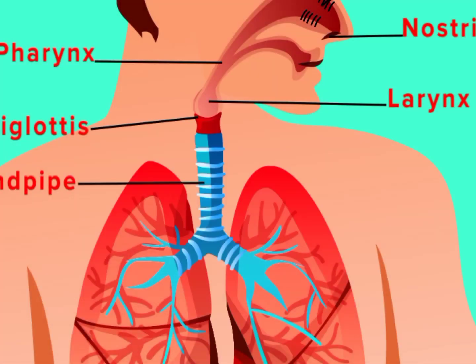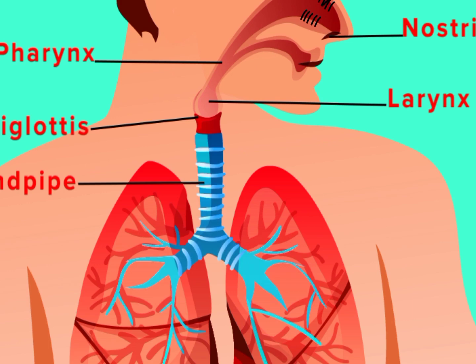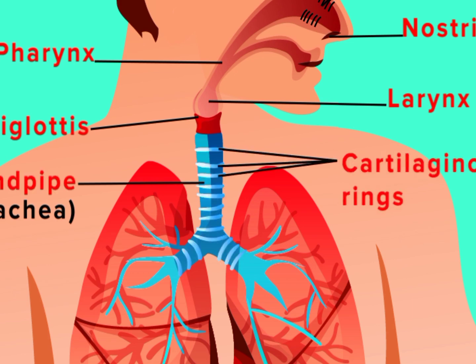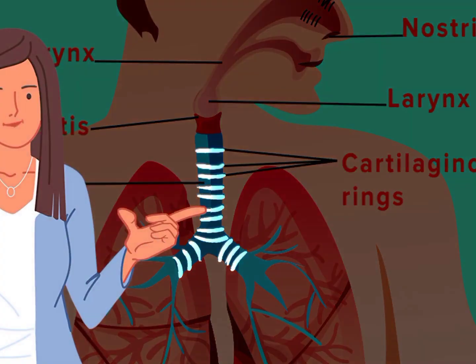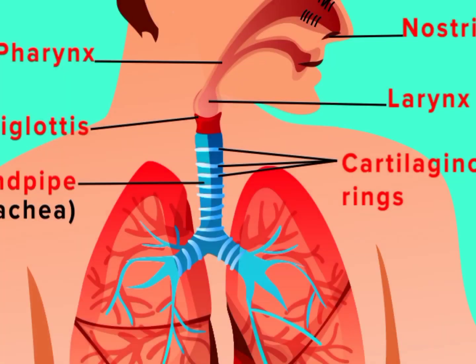Followed by the pharynx is a region called the larynx or the voice box. The larynx in males is often seen protruding out and is called the Adam's apple. Now, from here, the air passes through a 4-inch long tube-like structure called the trachea. Now, the trachea is often referred to as the windpipe.